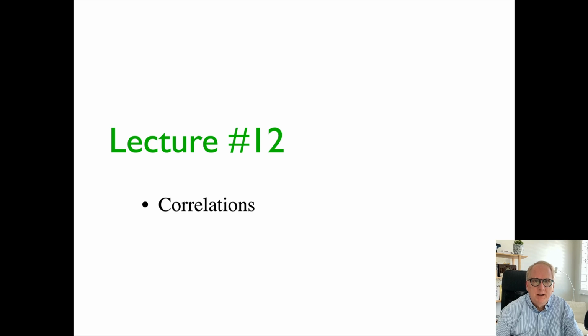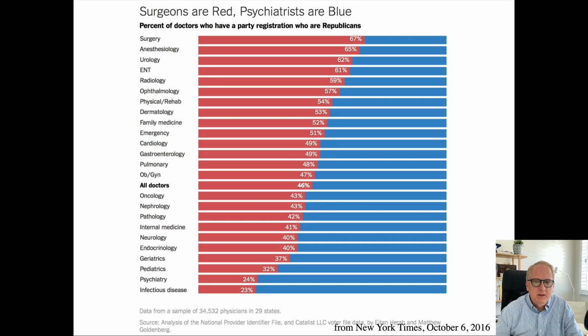Well, welcome to week 12 in Psych 1040, and this week's lecture is about correlations. To begin with, I thought I'd go ahead and show you this interesting figure that appeared in the New York Times back in 2016. What they were looking at in this particular article was the relationship between different kinds of specialties in medicine and whether or not that person was a Republican or a Democrat.